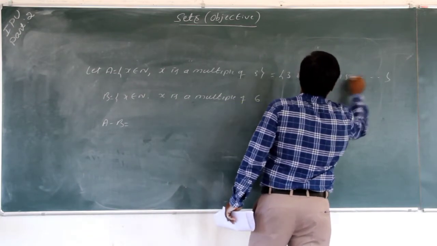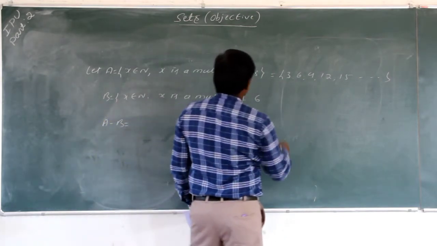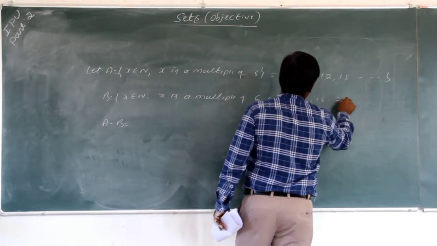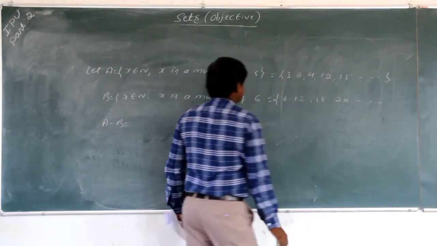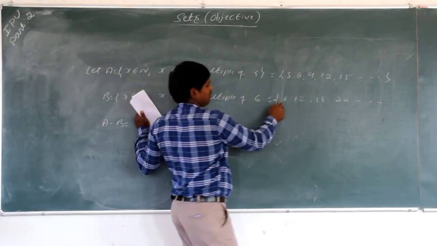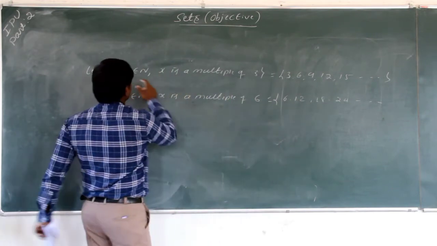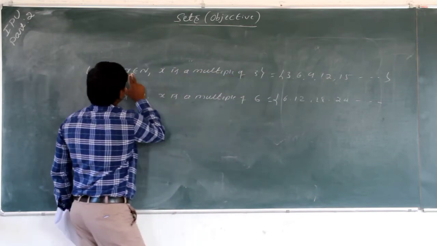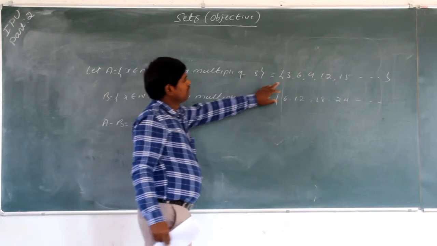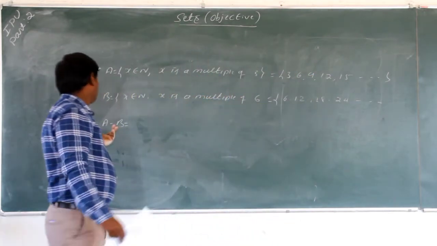So on and so on. So this is the multiple of 3. Similarly, the natural numbers consisting of multiples of 6 and so on. So this is the set B. Multiples of 6 are 6, 12, 18, 24 and so on. And x is a multiple of 3 and x is a natural number, so we have to write 3, 6, 9, 12, 15 and so on. So we need to find A minus B.